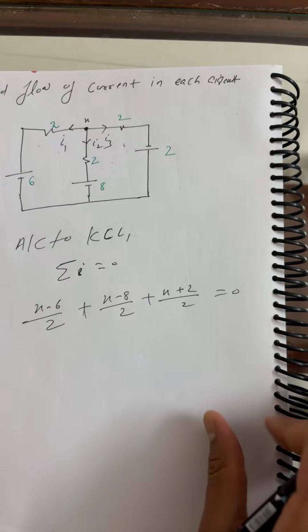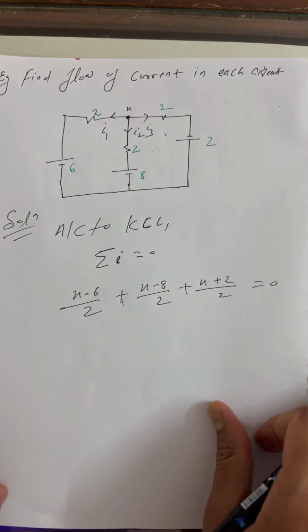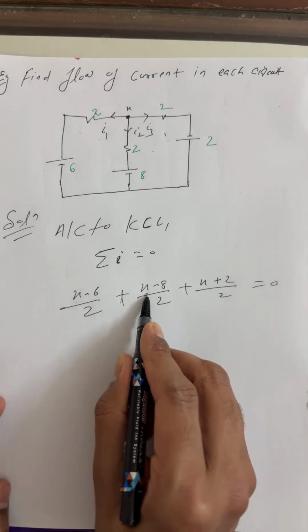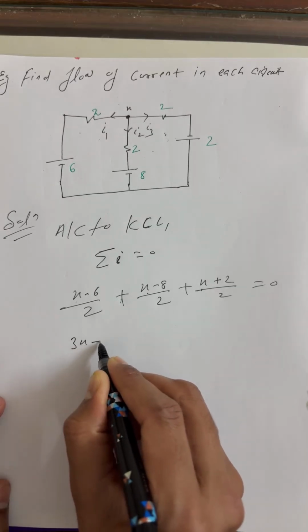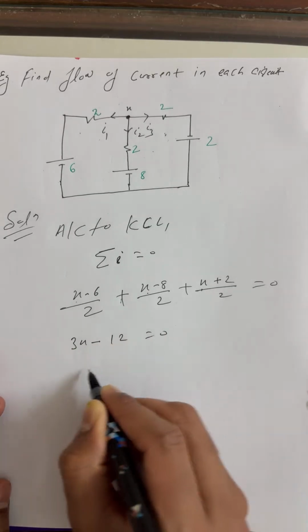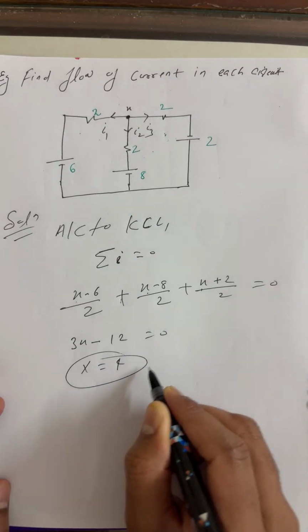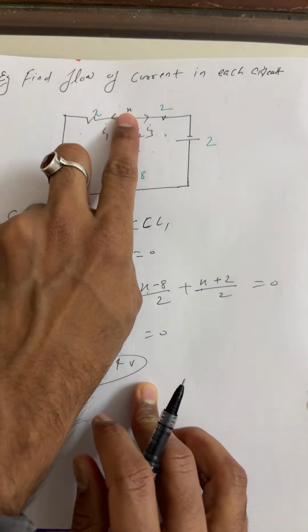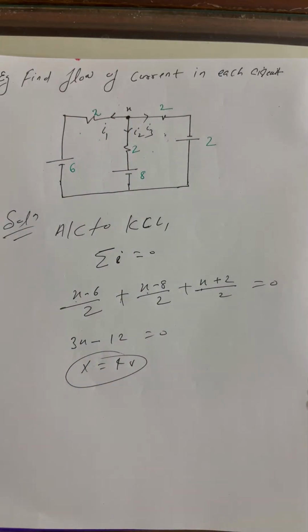Now all of these are over 2, so the denominators go to 0. So x plus x plus x is 3x, minus 12 equals 0. So x equals 4, that is x equals 4 volt. Now I can put this value of x into the circuit, and then you will get the current in our circuit.